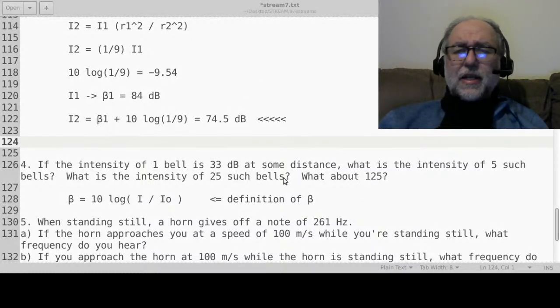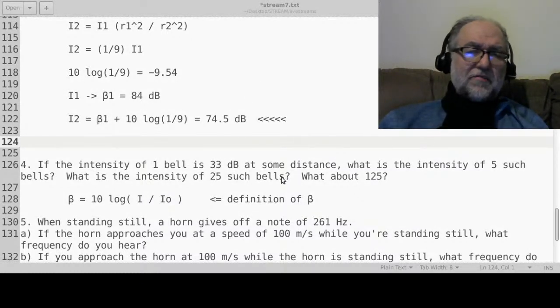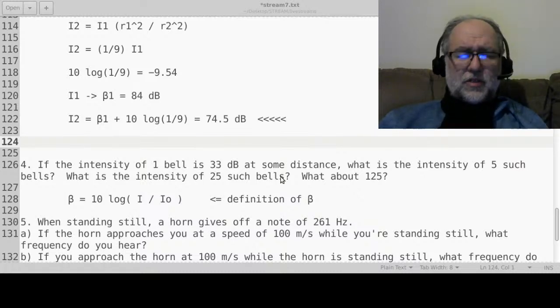Okay, and I don't think I did increasing by factors of 5. I think I did increasing by factors of 2 and 10 in the pre-recorded lecture. So I'm going to do increasing by factors of 5 this time. Let's see what happens here.